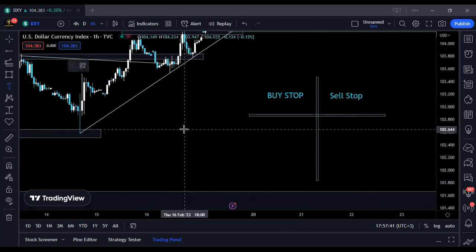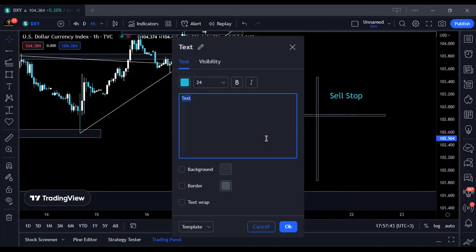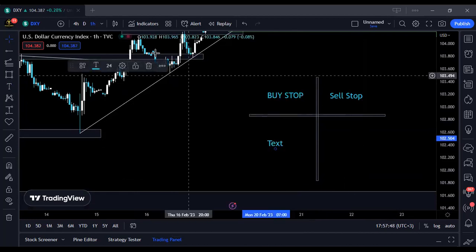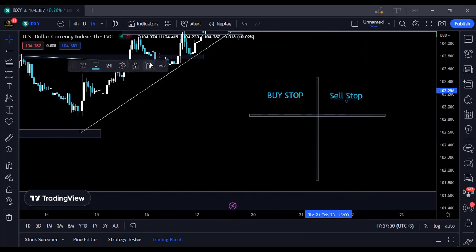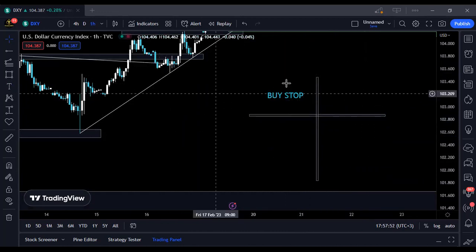And then the third one. Oh, let's go one pending order at a time. I think that will be better, right? So let's start with the buy stop. How does the buy stop work?